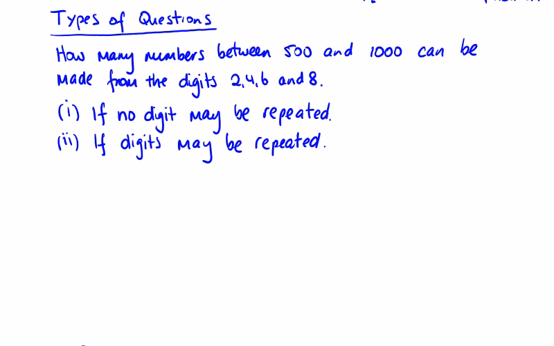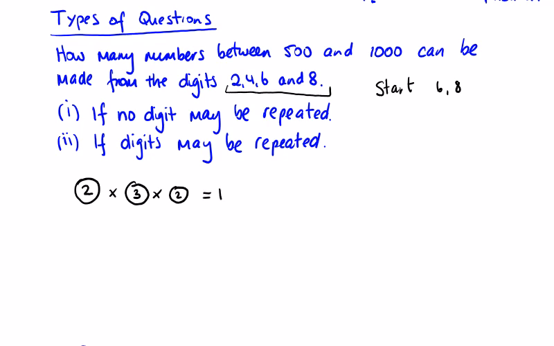Okay, so the types of questions that can be asked. How many numbers between 500 and 1000 can be made from these 4 digits? 2, 4, 6, and 8. So what can we see? Well, it can't start with a 2 or a 4, so it's going to have to start with a 6 or an 8. So let's have a look here. If no digit can be repeated, we're going to start with a 6 or an 8, so there's 2 choices. And regardless of whether we use the 6 or the 8, there's going to be 3 numbers left. So in position 2, there's going to be 3 numbers left, which would leave 2 numbers for position 3. 2 by 3 is 6, by 2 is equal to 12. So that's the answer to question 1.